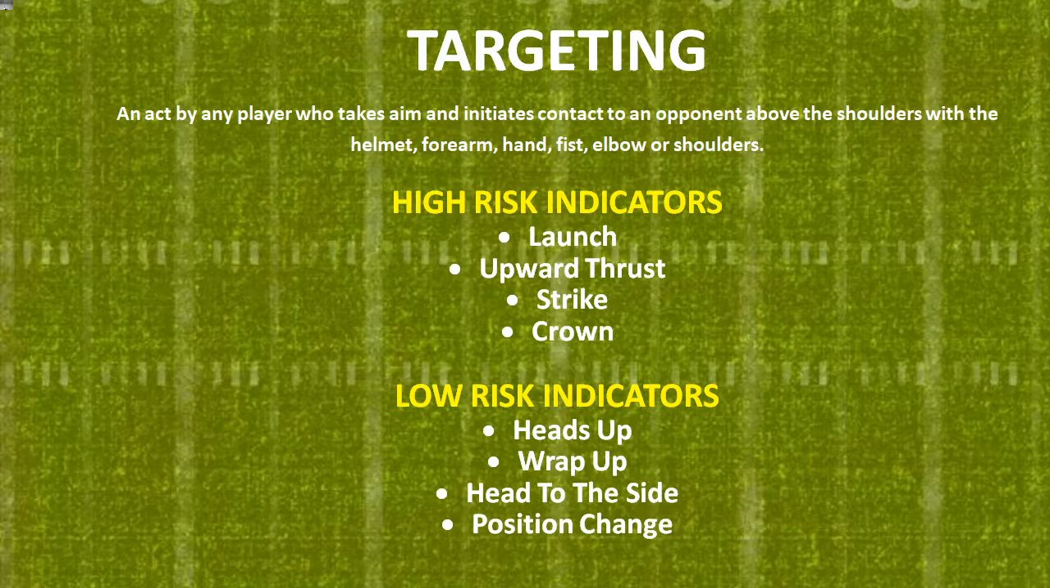Remember, your high risk indicators are the launch, the upward thrust, strike, and a crown. And the low risk is when they're trying to do the right thing: the head's up, they're trying to wrap, head to the side, and a position change, where the person carrying the ball has a quick position change. They go from high to low, causing contact.